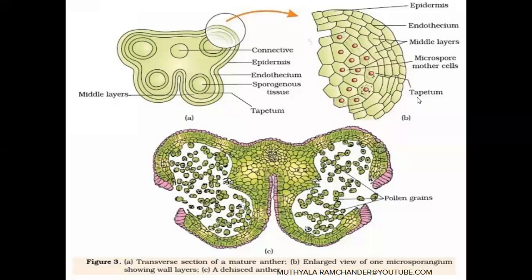In this anther wall, the major important layer is tapetum. The tapetum cells contain a high amount of nutrients. That high amount of nutrients is supplied to microspore mother cells. In angiosperms, tapetum cells are mainly of two types. One is glandular tapetum.